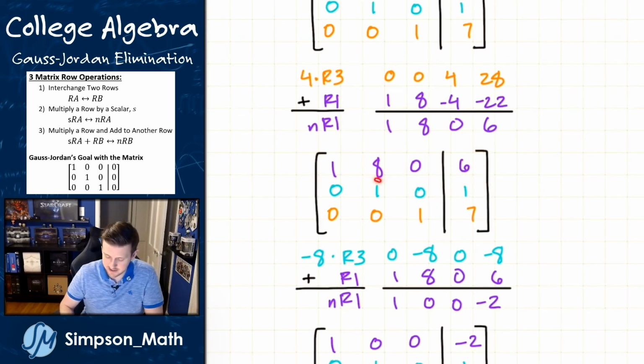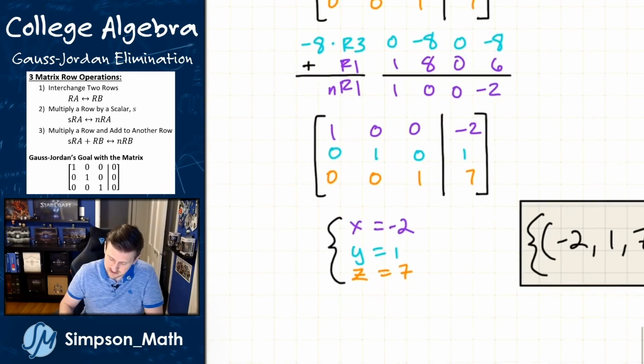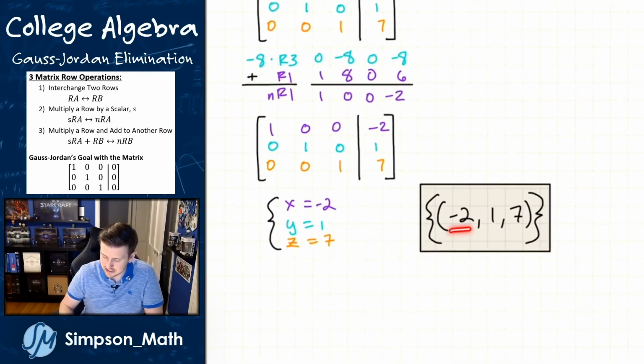And then lastly, I can use this one to make that 8 be 0 by making this be a -8. So multiply, that is a typo. This should be row 2 times -8. So multiply row 2 times -8. And then we get 0, -8, 0, -8. And we add them together and we get 1, 0, 0, -2. And so we end up with our ordered triple, -2, 1, and 7.